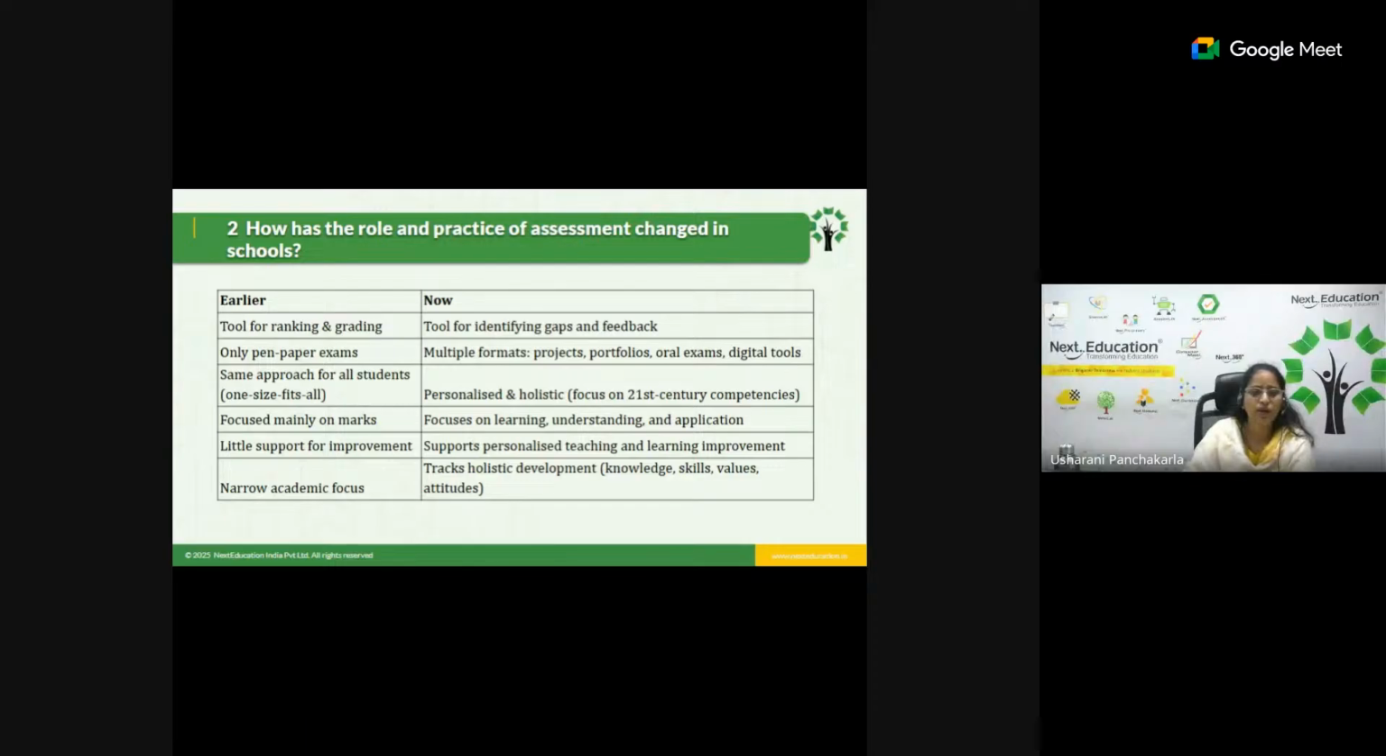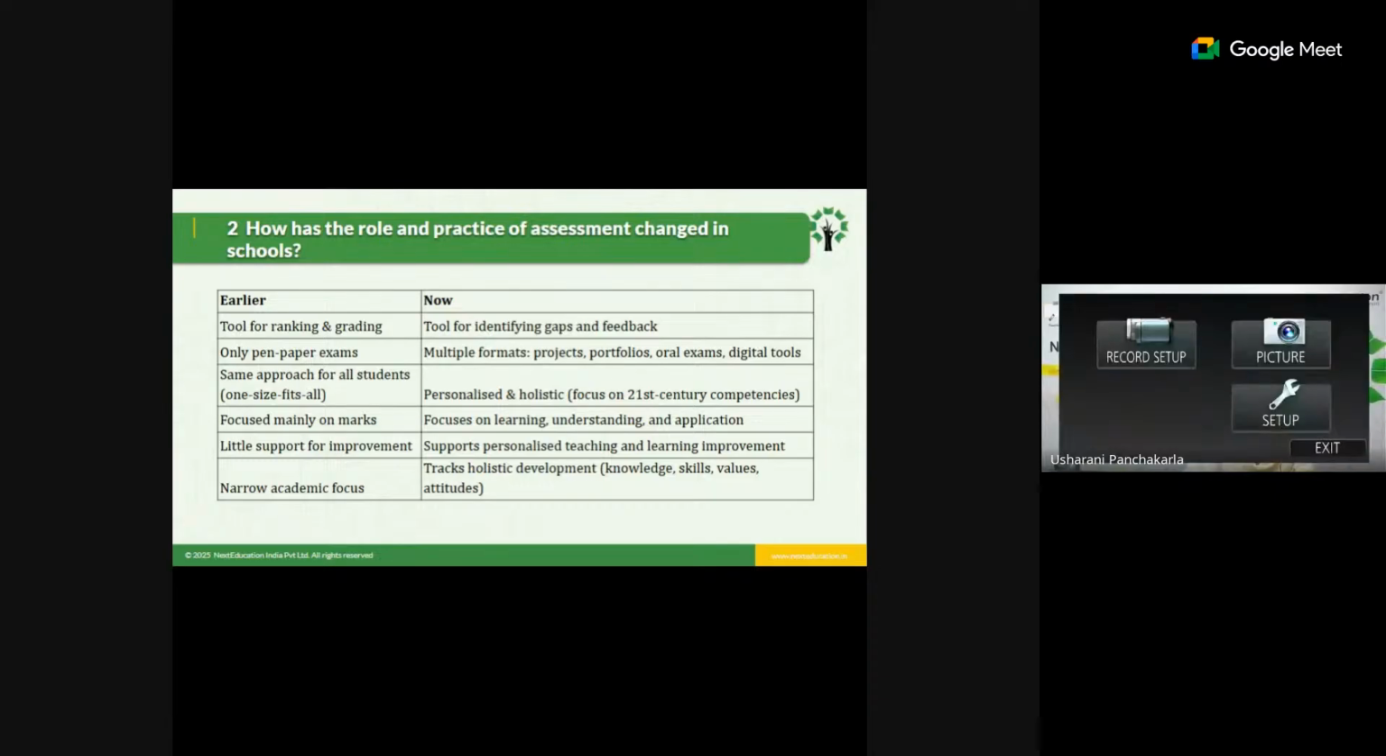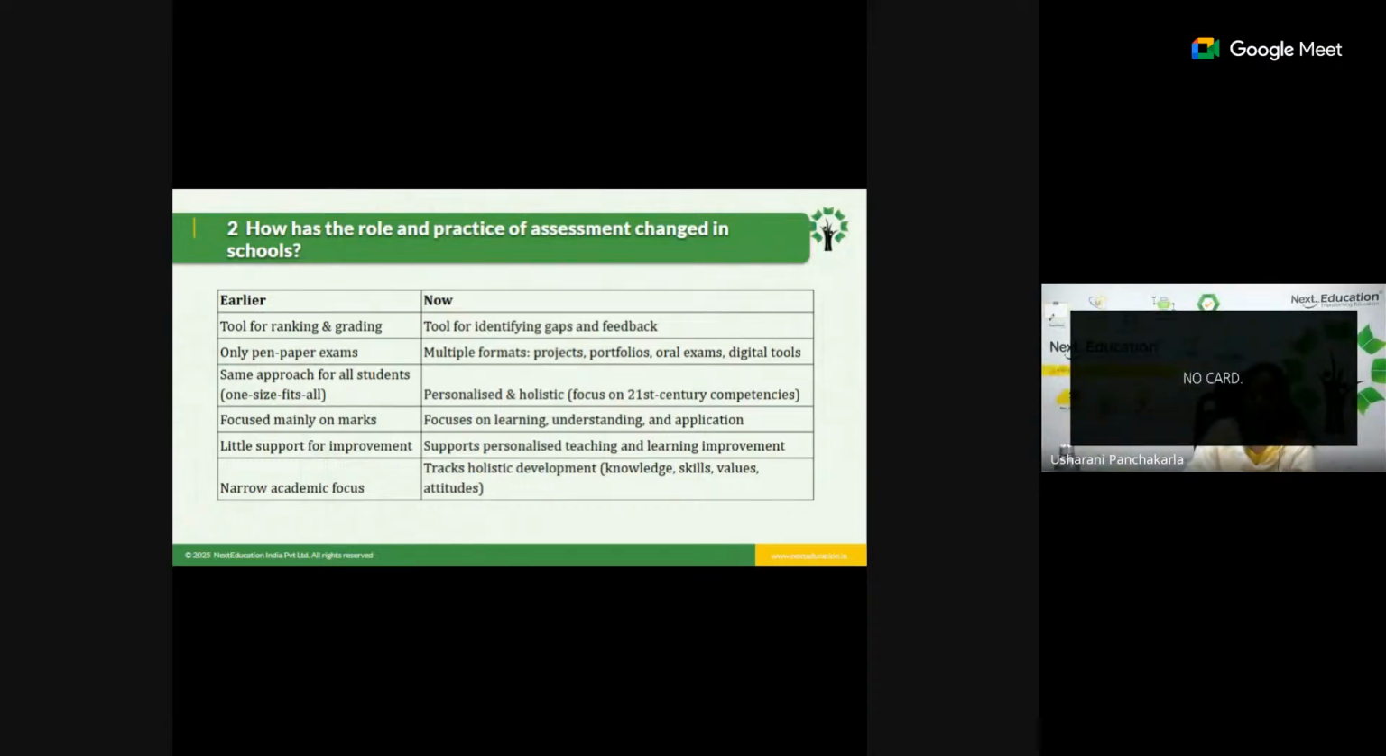Now coming to the third one, the same approach for all students. That is one size fits all. Irrespective of whatever student he is, you know about the different learning styles catering to different learners. In the earlier stage, in the ancient times, we used the same approach for all the students. One size fits all.